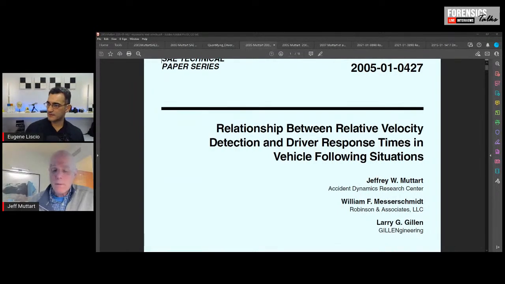You have this other paper here from 2005, and it talks about the relationship between relative velocity detection and driver response times in following situations. So you're talking about a lead vehicle, somebody behind, and they're moving along. And you talk about the fact that 1/4 or maybe 1/5 of accidents are rear enders, right? Or is it the fatalities? Every year, somewhere around 24-25% of all crashes are rear-end crashes.